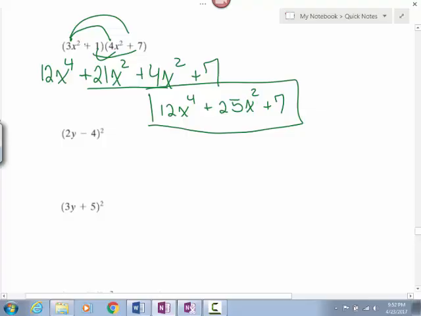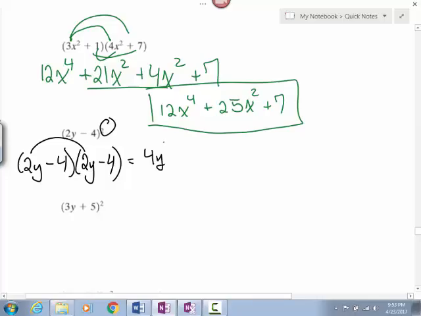All right. So in the next problem that we have here, 2y minus 4 squared. Remember, if we're squaring something, all that means is we're multiplying the same thing by itself twice. So I'm just going to write 2y minus 4 times another 2y minus 4. So 2y times 2y is 4y squared.